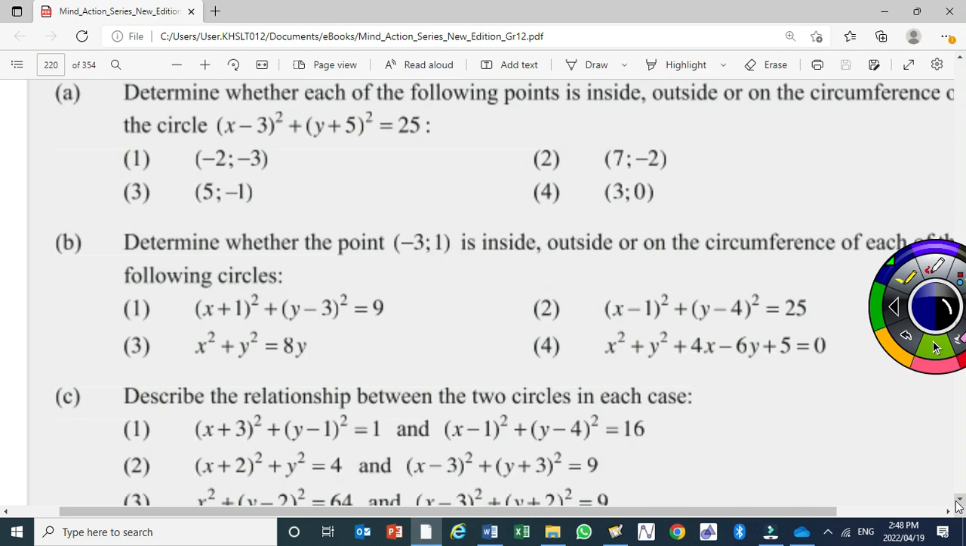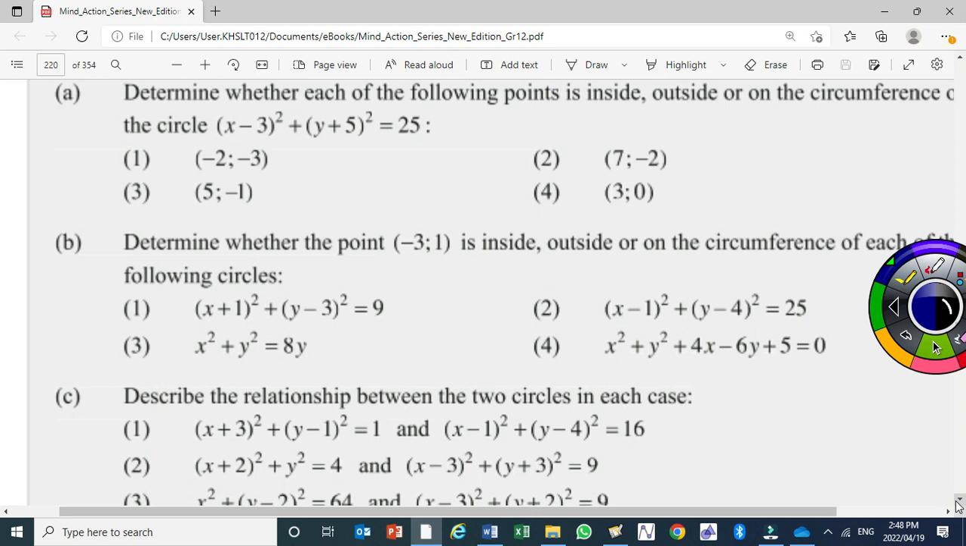Find the distance between the point and the center. Calculate your small d. Okay? Then use your common sense together with the radius of the circle to determine whether that point is inside the circle or not. That's all. It's not difficult at all.